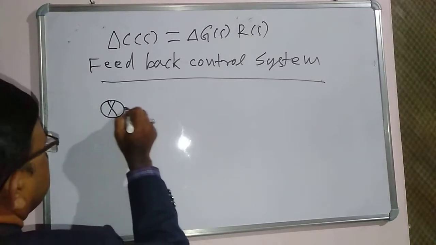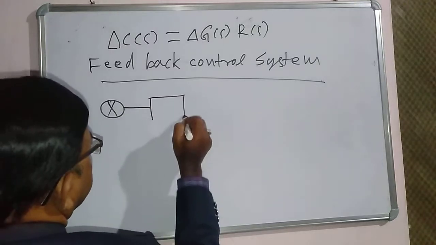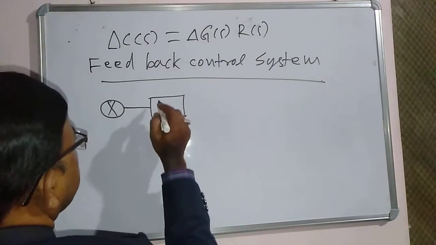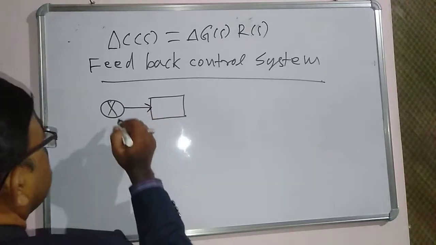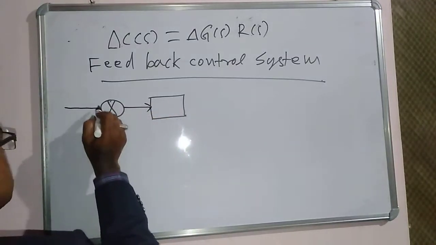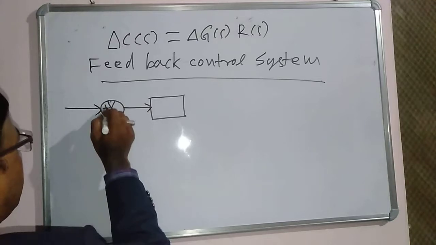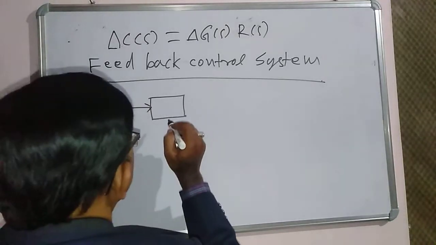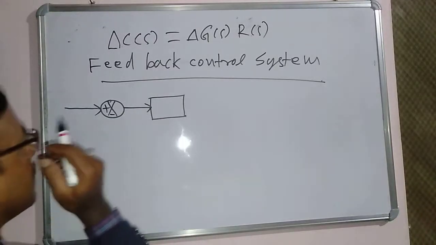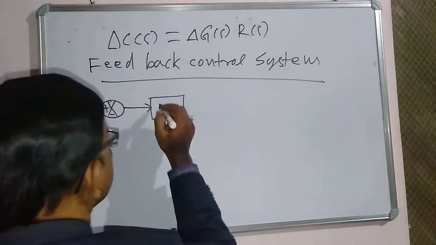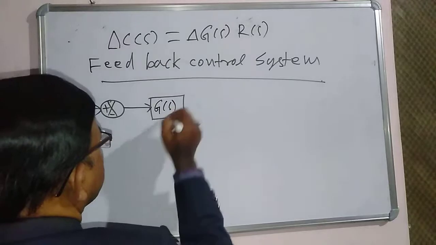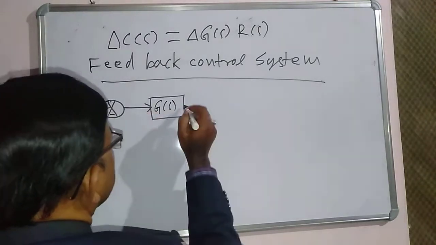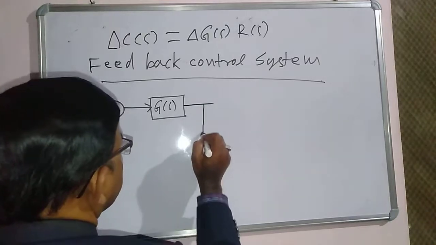So this is the feedback control system. I am considering here negative feedback because most of the control systems use negative feedback. I will explain why most control systems use negative feedback instead of positive feedback. So now let us take the negative feedback control system.